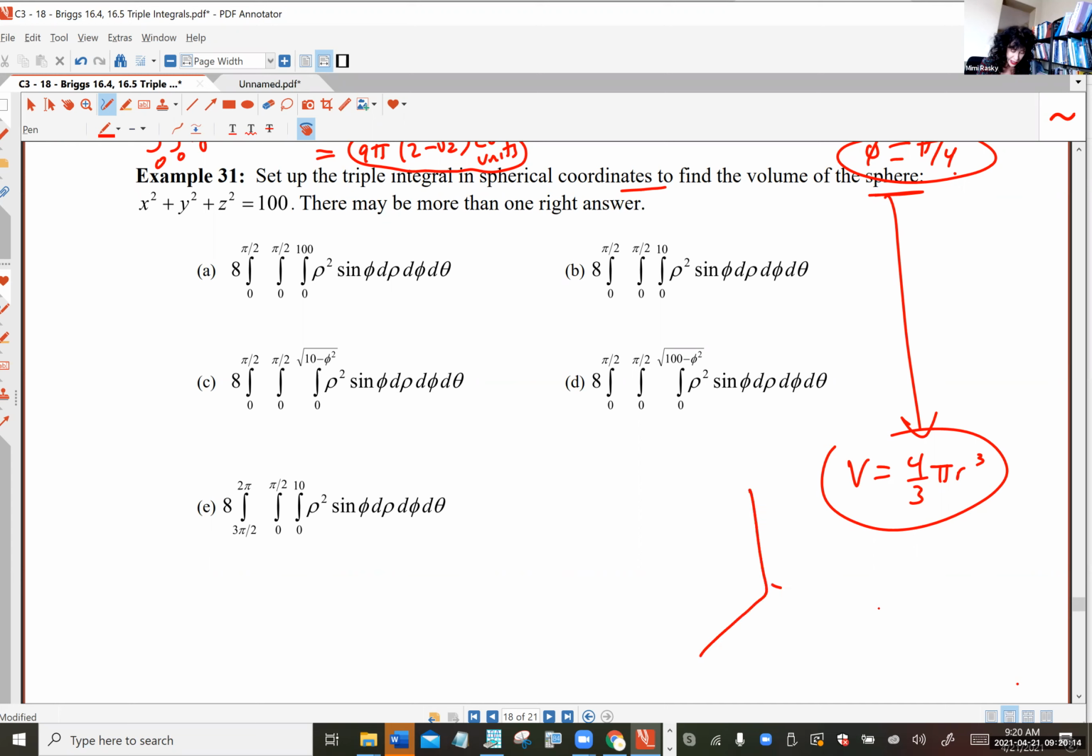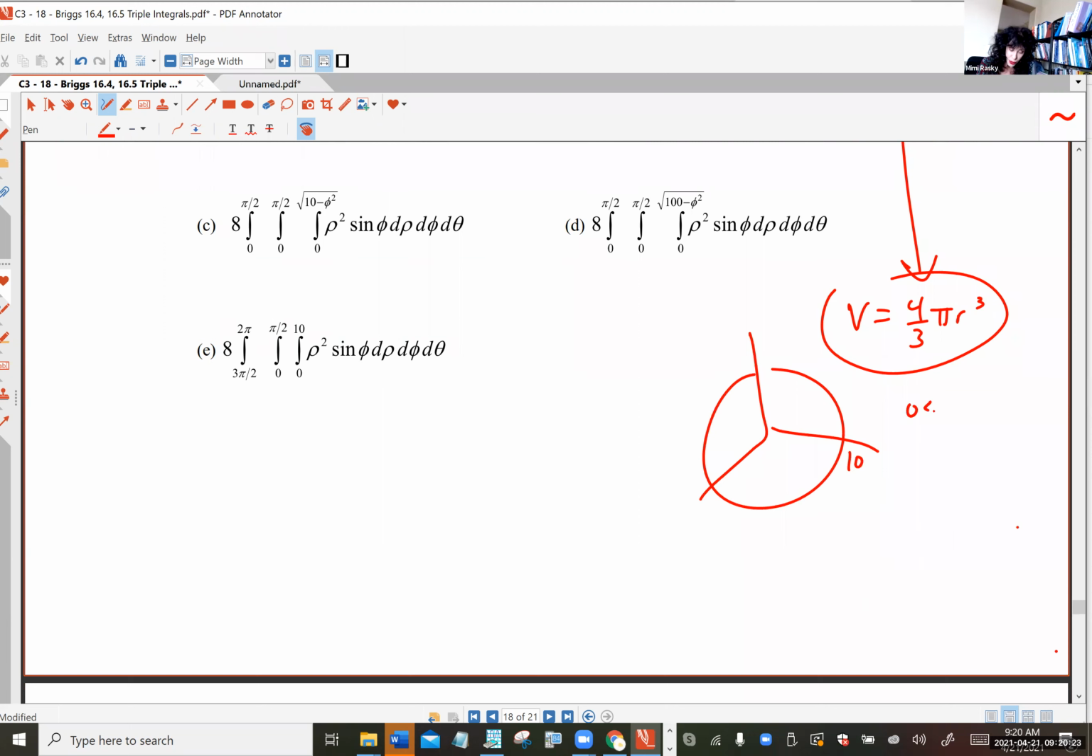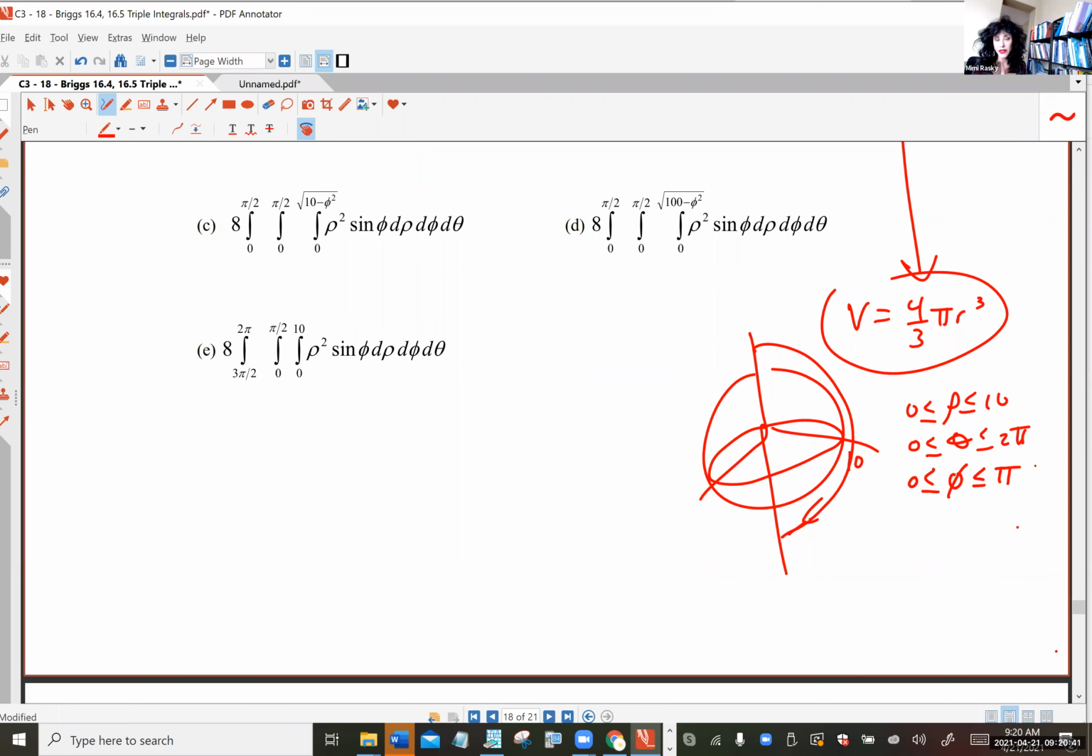Well, knowing that a full sphere of radius, in this case 10, if I just did the full sphere as is, my rho would be 0 to 10. The trace that this sphere makes in the xy plane is a circle, so theta would be the full revolution, 0 to 2 pi. And phi is doing the full range there from the positive z-axis, which is 0 degrees, all the way down to the negative z-axis, which is pi. So I'd like to see the volume look like this, and then rho squared sine phi d rho d phi d theta.